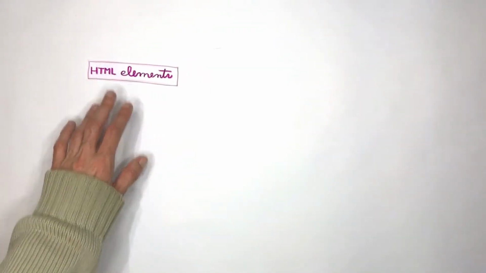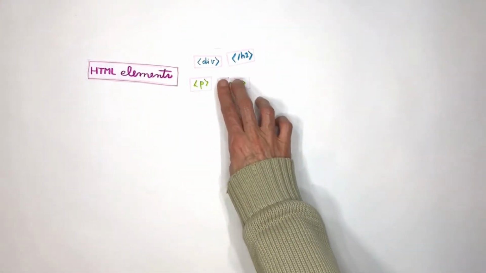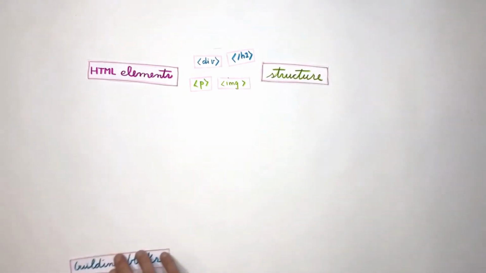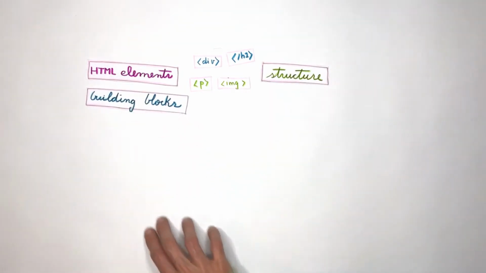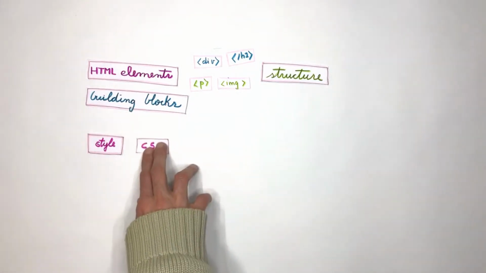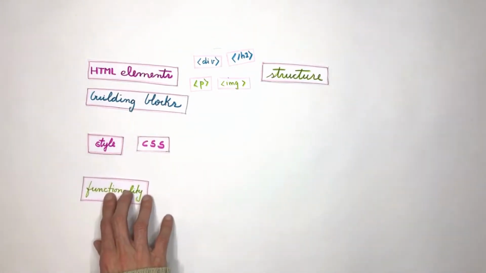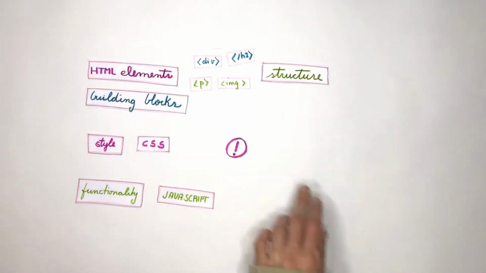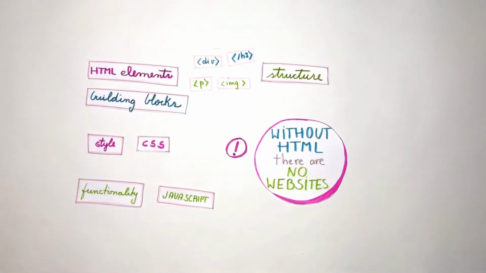Web pages are essentially a collection of HTML elements, such as div, h1, p, image, whose functionality is to give structure to the web pages. Those elements are the building blocks of a website. Then we can add style with CSS or functionality with JavaScript or server-side languages. But keep this in mind, without HTML, there are no websites.